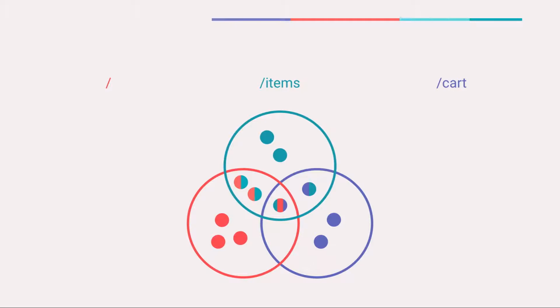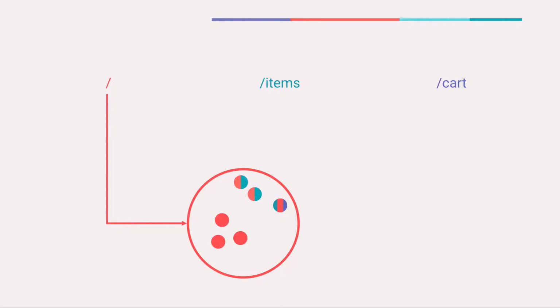So let's split the view down. Let's break it down into individual web components. Some of these components are going to be shared between views. Some are going to be unique to a particular view. Let's say the user requests this slash route.